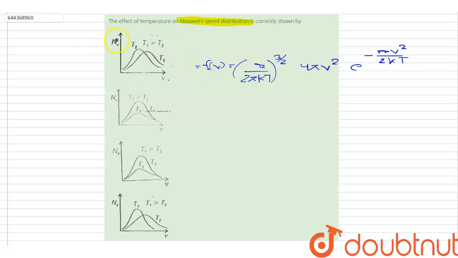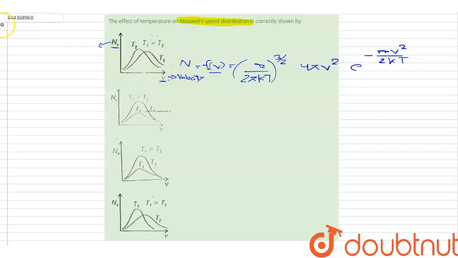Now, in the given options, on the y-axis we have n_v, and on the x-axis we have v. V here basically means velocity, and the n_v, this is the function f(v), which is basically the probability of finding that many number of particles at a given velocity.